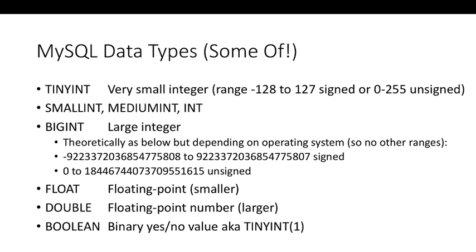Float is a floating point number, a smaller floating point number, and double is double that precision. So it's a much larger floating point number that can go to, I think, 39 zeros in terms of levels of precision. Boolean, very commonly used, is a yes or no value, as you'll know from Java, and it's synonymous with tiny int brackets 1. I mentioned the length parameter, which we can put in brackets after things in MySQL. So tiny int 1 is saying, I want a tiny integer, and I want it to be one byte long. That's all we want, so it will store in the lowest amount of space.